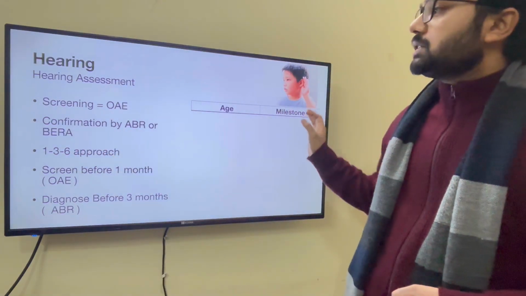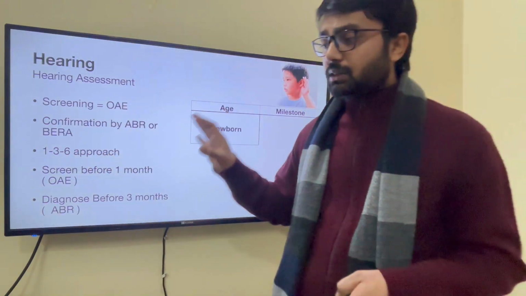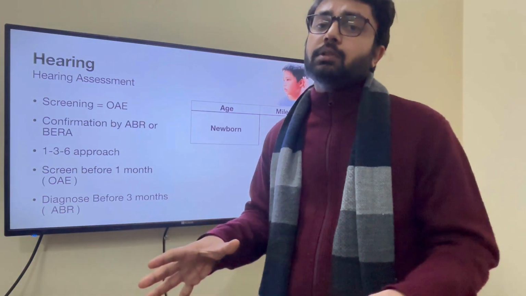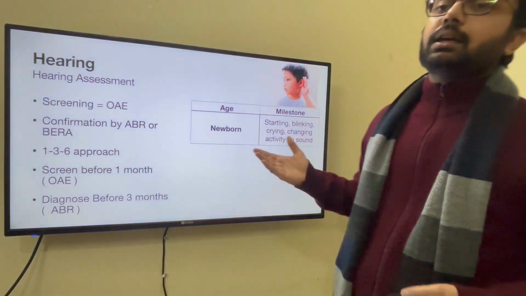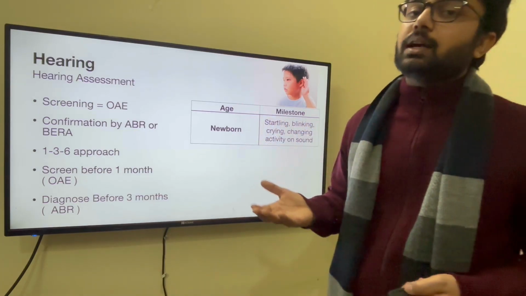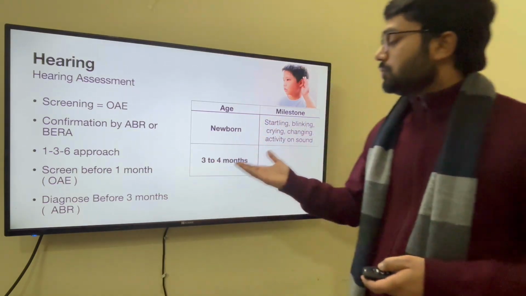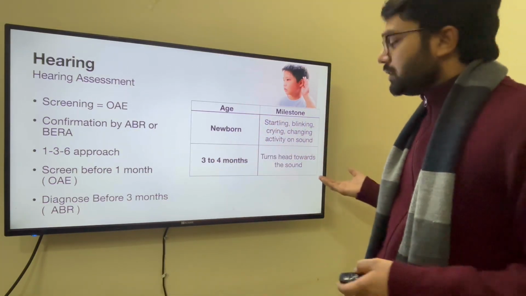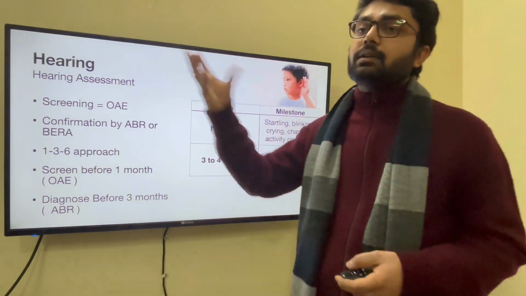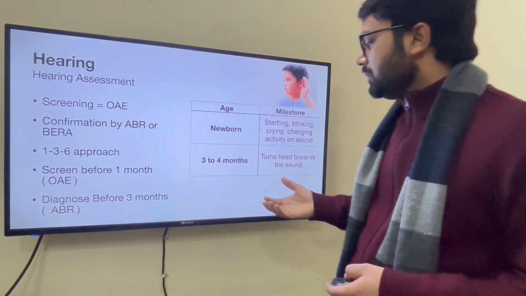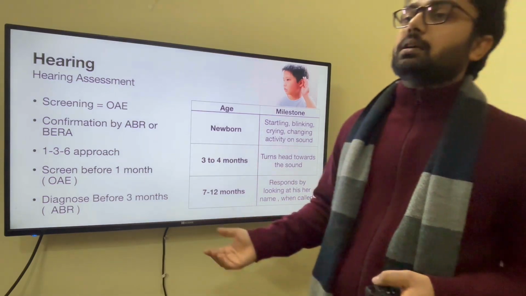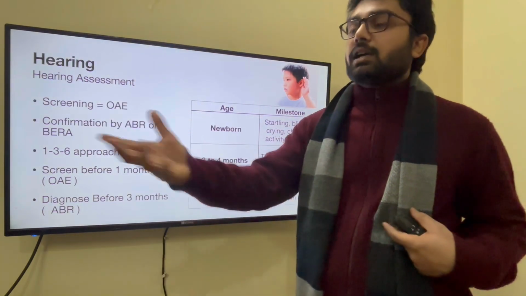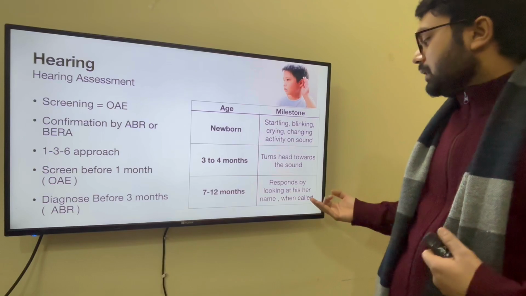Coming to the age and the milestone, the newborn startles as any sound comes. So startling, blinking, crying, changing position with respect to the activity. Next comes the 3 to 4 month old child. Now he turns his head towards the sound, wherever the sound is coming from. At 7 to 12 months, the child responds by looking. If we call the name of the child, he responds by looking when called.